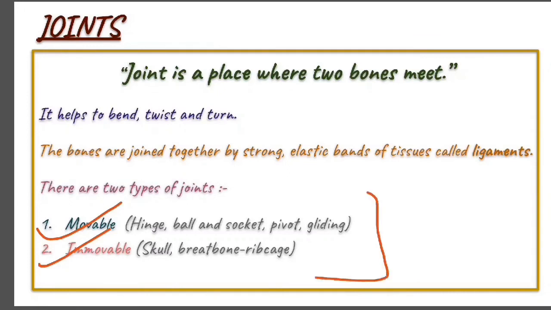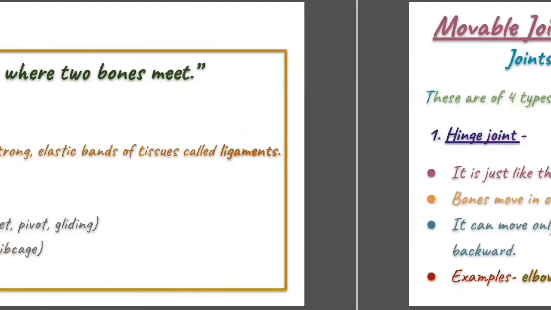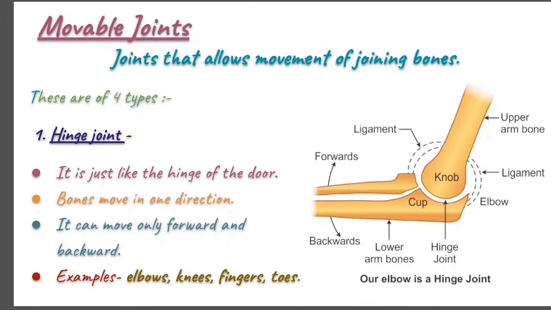The examples are hinge, ball and socket, pivot, gliding of movable, and skull, breastbone, and ribcage of immovable. Okay, so let's talk about this also. Movable, as the name suggests, means the joints that allow the movements of the joining bones, means these joints are moving along each other. That is capable of moving, so these are called movable joints.